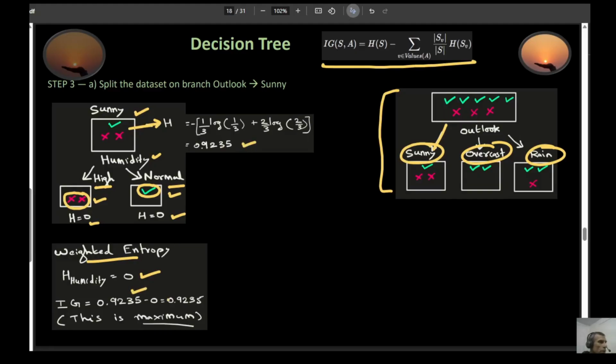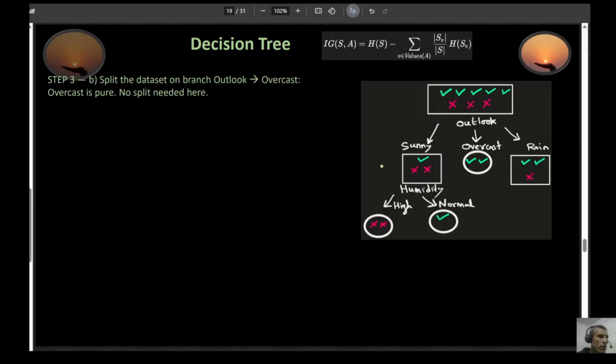So it's going to become 0.9235 minus 0, and the answer is 0.9235. Well, this is going to be maximum because your weighted entropy is 0. Since your weighted entropy is 0, that means your information gain has to be maximum. So this is my splitting point. So now this is how your branch looks like. You have sunny, and over here I split on humidity, and so this is your leaf, this is your leaf.